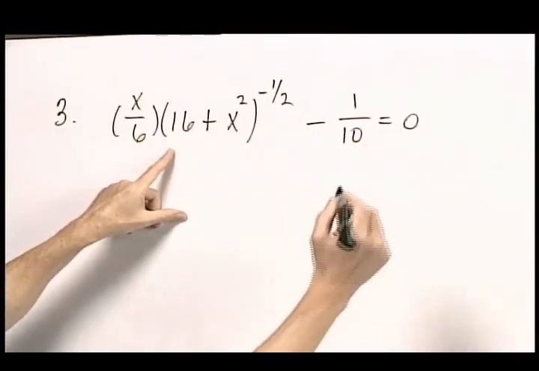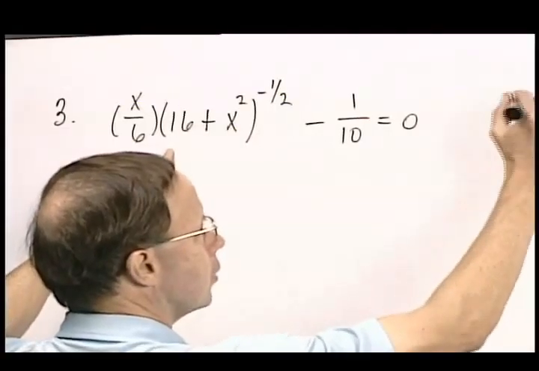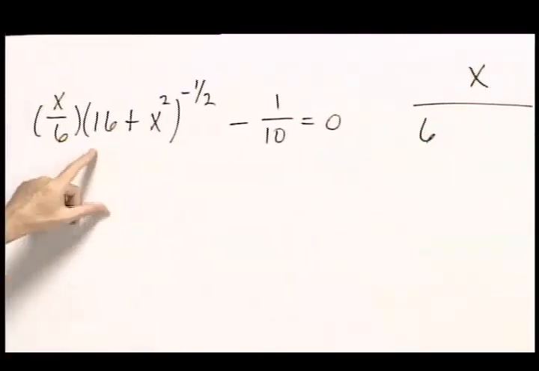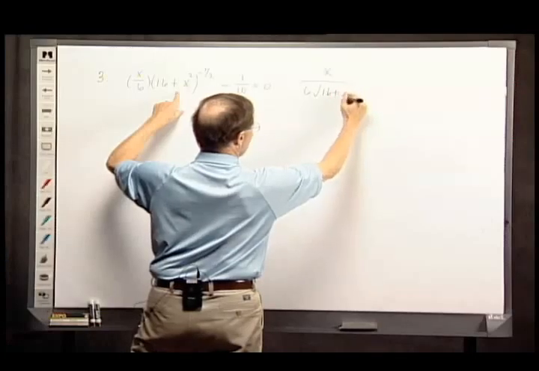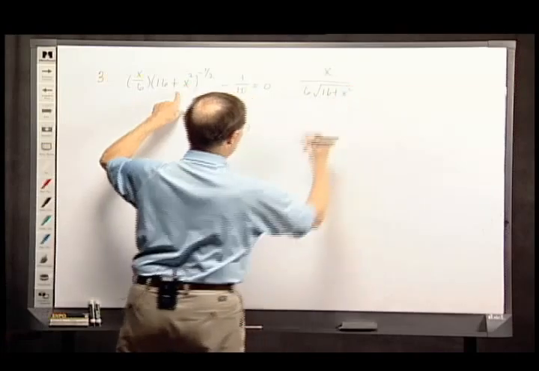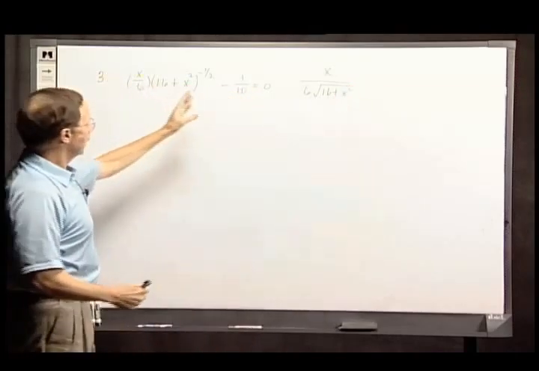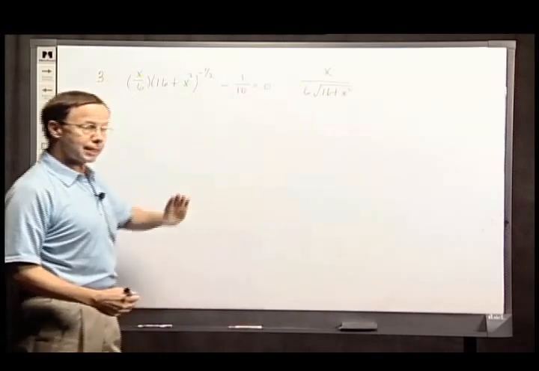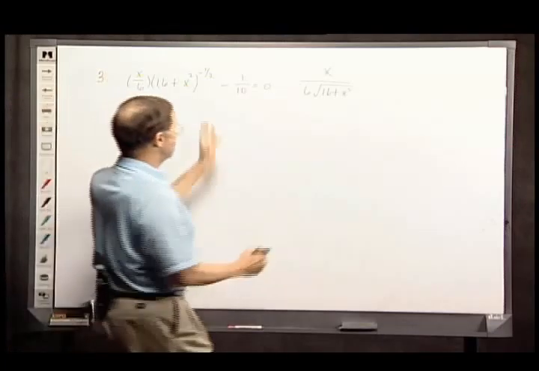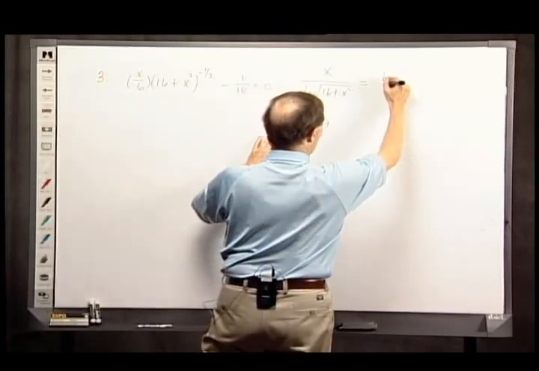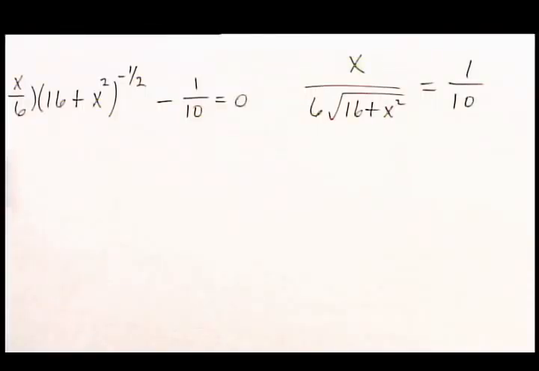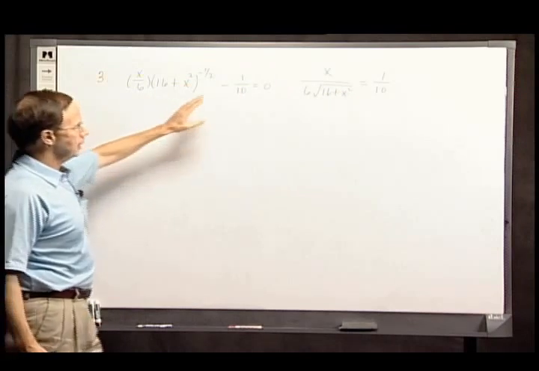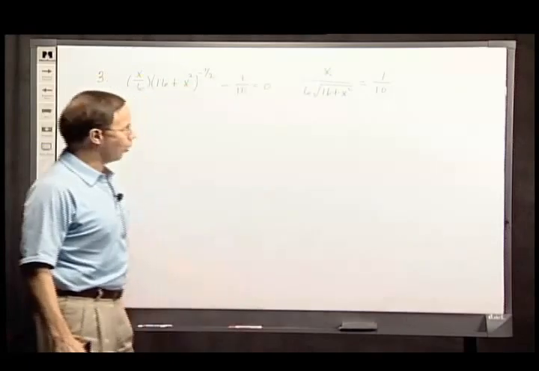So rewriting this, I have x divided by 6 times the square root of 16 plus x squared. Okay, that's what's over here. If I move the 1/10 to the right side of the equation, I get that this is equal to 1/10. Okay, this is probably what you will be used to after a while of working with calculus. This is more the algebra look of the problem.